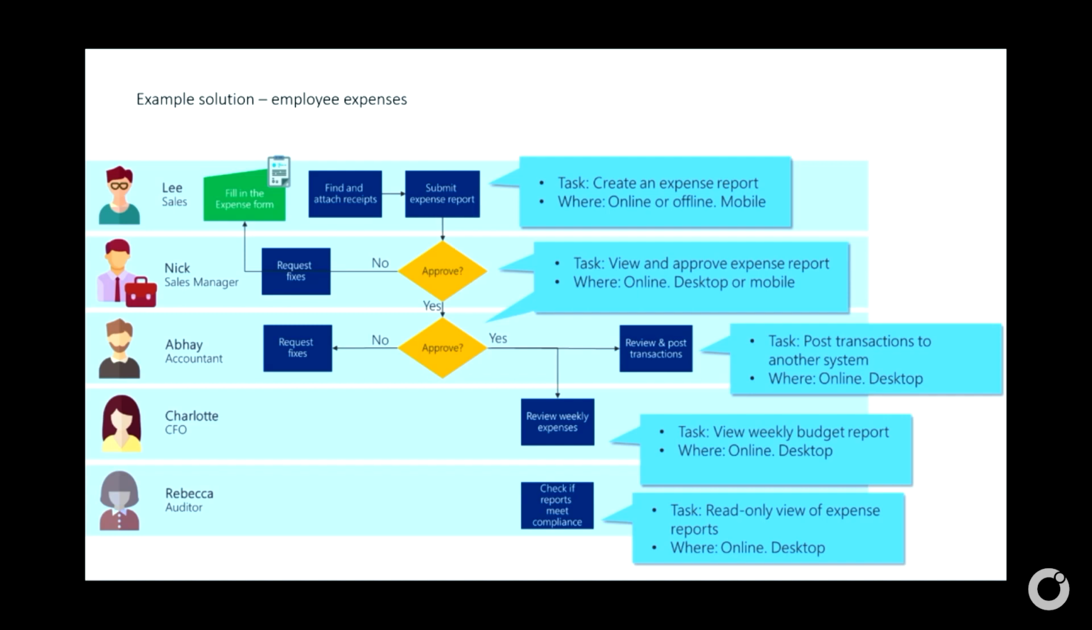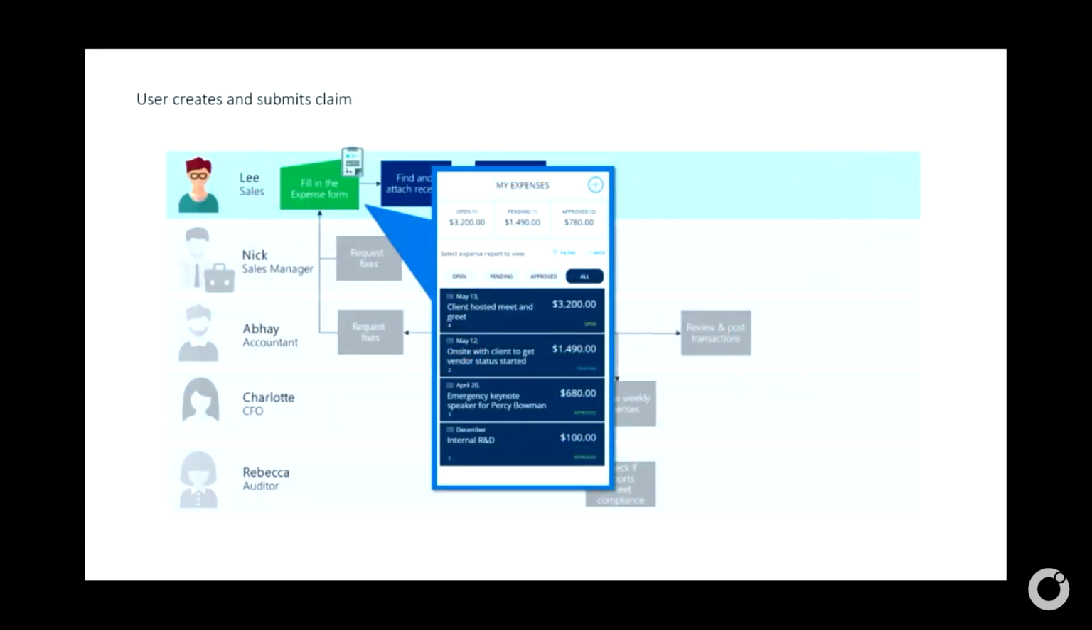So from this one slide, we can see Rebecca only needs read-only access. We can start thinking about the security modeling there. And then we've got Lee at the very top, who is going to be submitting the claim. So Lee is a good fit for a Canvas app because he's mobile, and we've got an optimized for mobile Canvas app where Lee can create his expense claim.